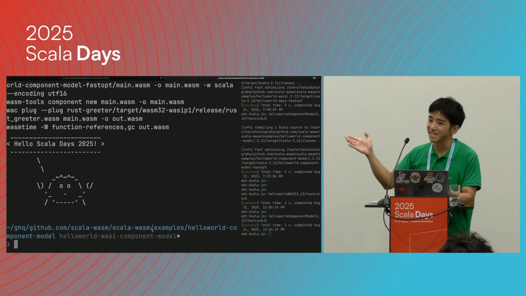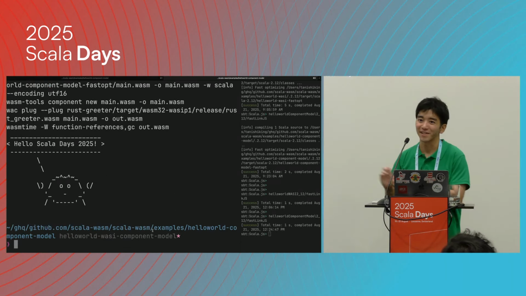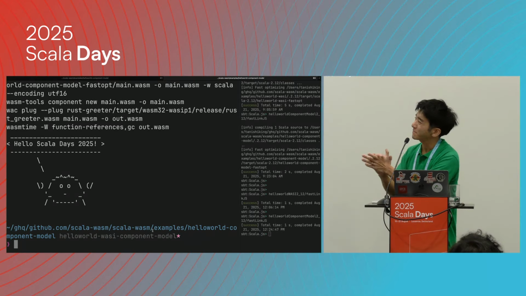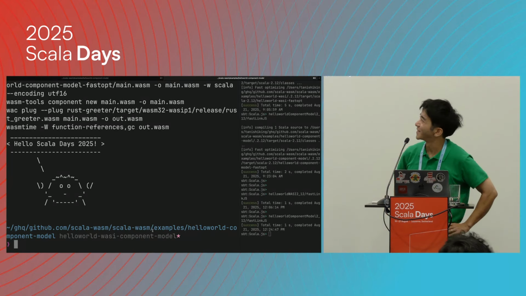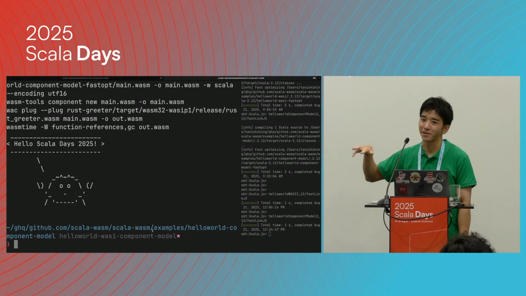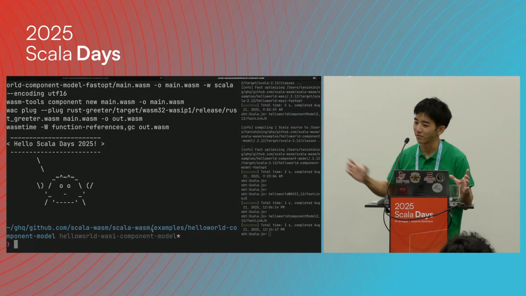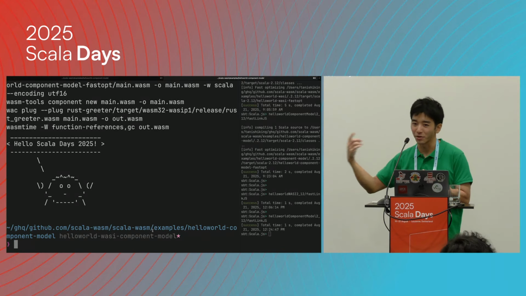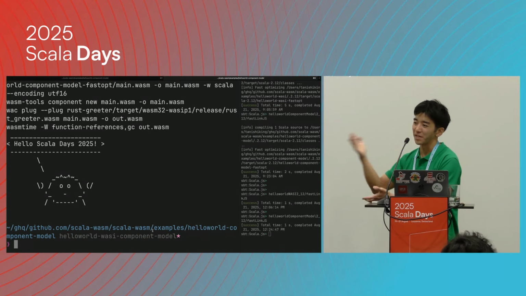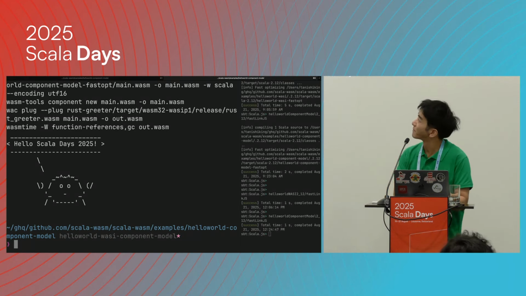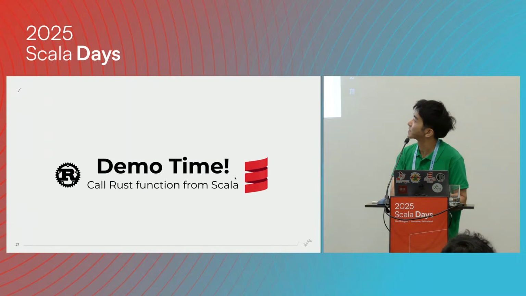Yay. So Ferris is saying hello to Scala Days. Cute. So this time we called a Rust function from Scala, but we should also be able to define a Wasm component function in Scala and have Rust call it, and vice versa. And other languages that implement the Wasm component model should be interoperable with each other. So let's get back to the presentation.